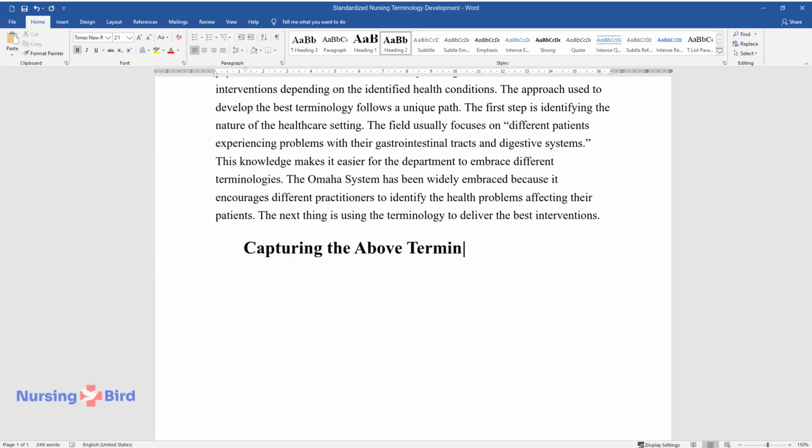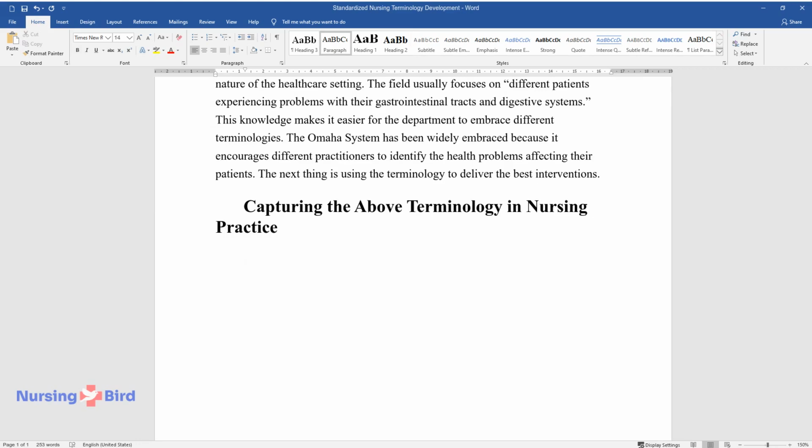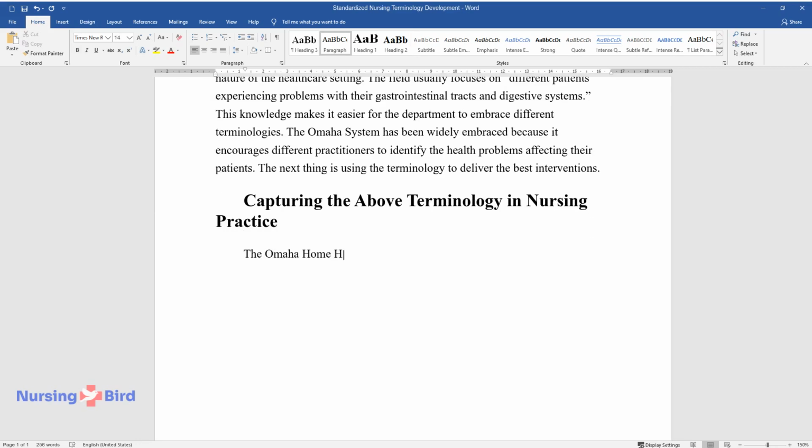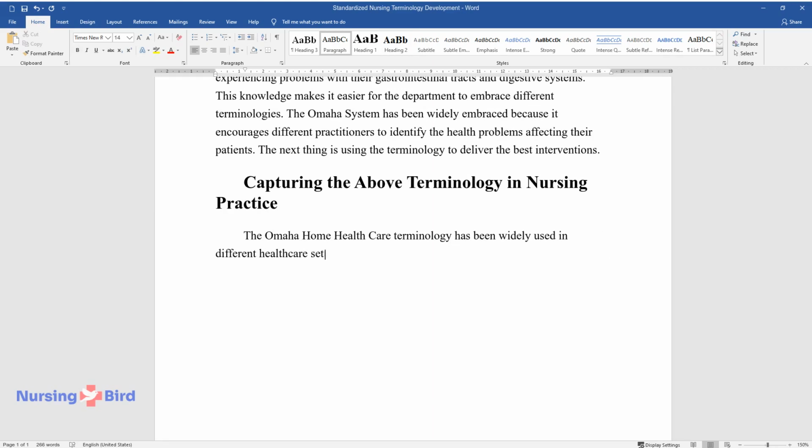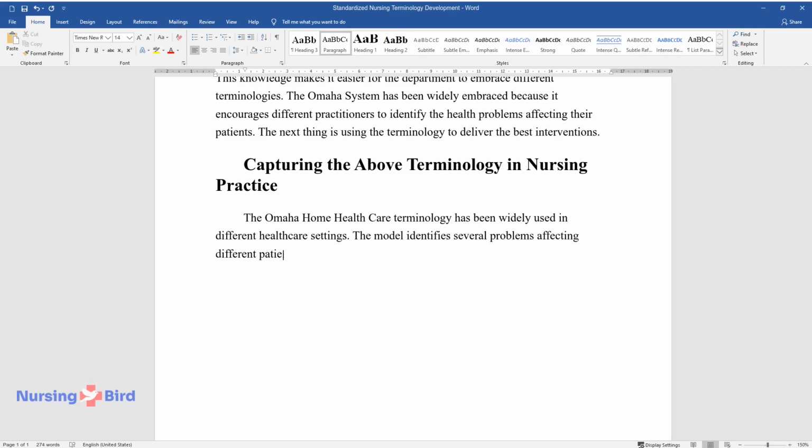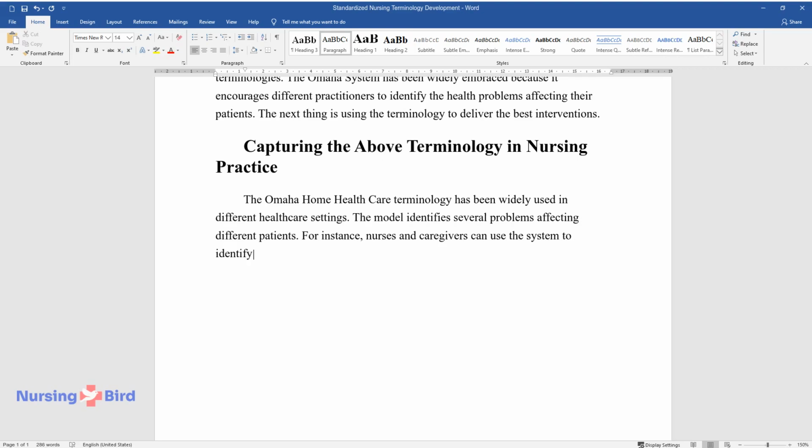Capturing the above terminology in nursing practice. The Omaha Home Healthcare terminology has been widely used in different healthcare settings. The model identifies several problems affecting different patients. For instance, nurses and caregivers can use the system to identify several problems affecting their patients.